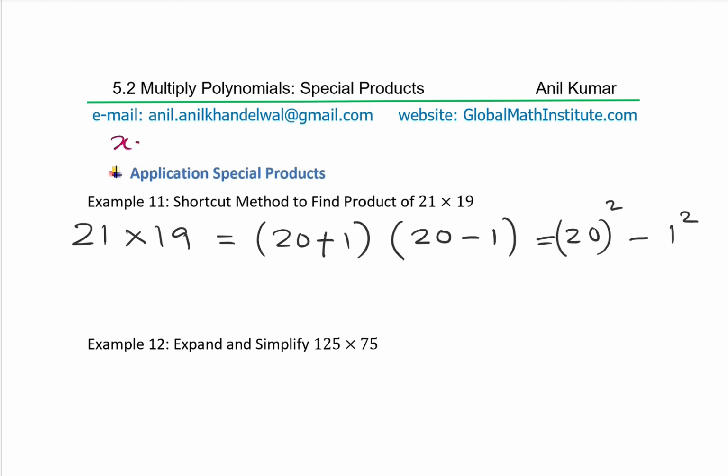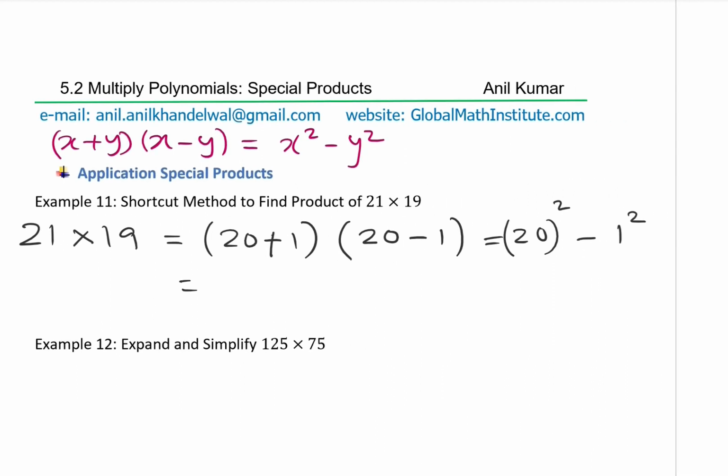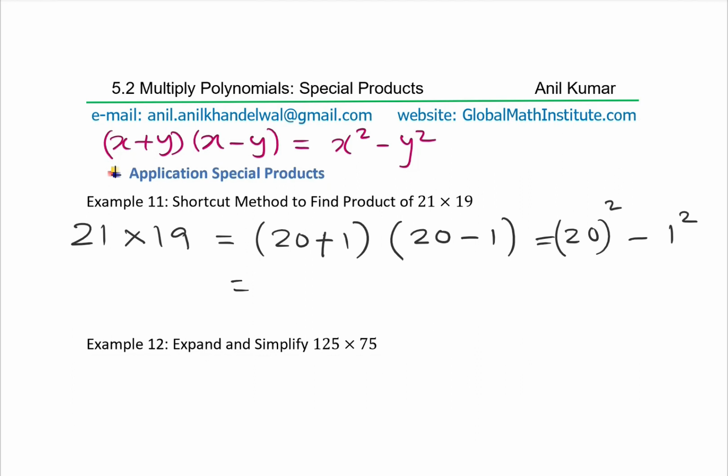Well, this is our difference of squares formula, right? So let's write down the formula once again. We just learned that x plus y times x minus y is difference of squares, x square minus y square. That's what we applied. Do you see how easy it is? Now 20 square is 400, not a big problem. And 1 square is 1, so 399 is our answer. So we do get this answer in a few seconds. Definitely less than a minute.